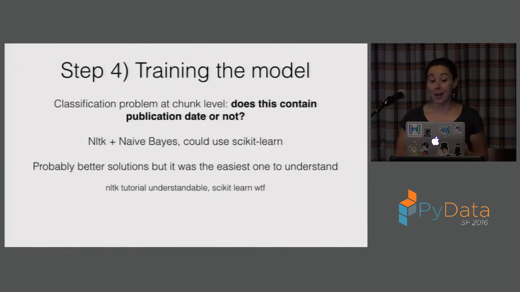I used NLTK and naive Bayes. You could use scikit-learn, or whatever your favorite Python machine learning library is. I'm sure there are a lot of people in this room who can tell me much better things I could have used. I basically picked this, frankly, because it was the easiest one to understand. I read the NLTK tutorial and it was understandable, and then I looked at the scikit-learn tutorial and I had no idea what was even going on. So I was like, all right, NLTK it is.